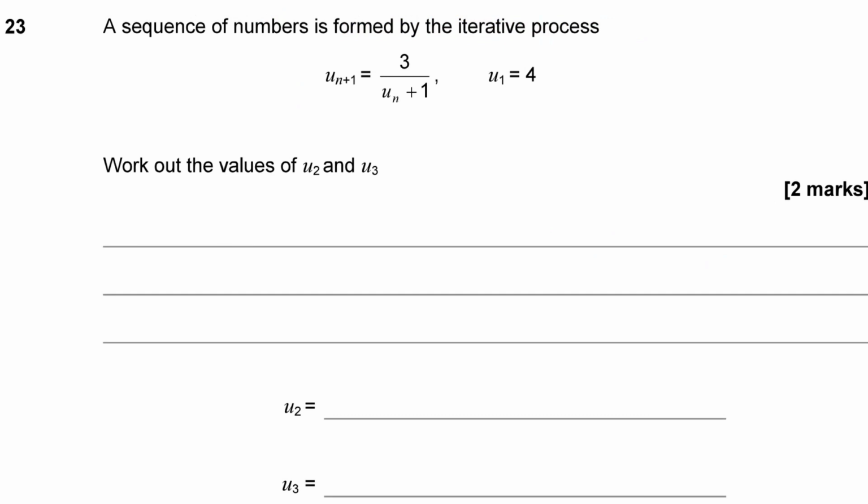Question 23. A sequence of numbers is formed by the iterative process u(n+1) equals 3 over (un plus 1), where u1 is equal to 4. Work out the values of u2 and u3.